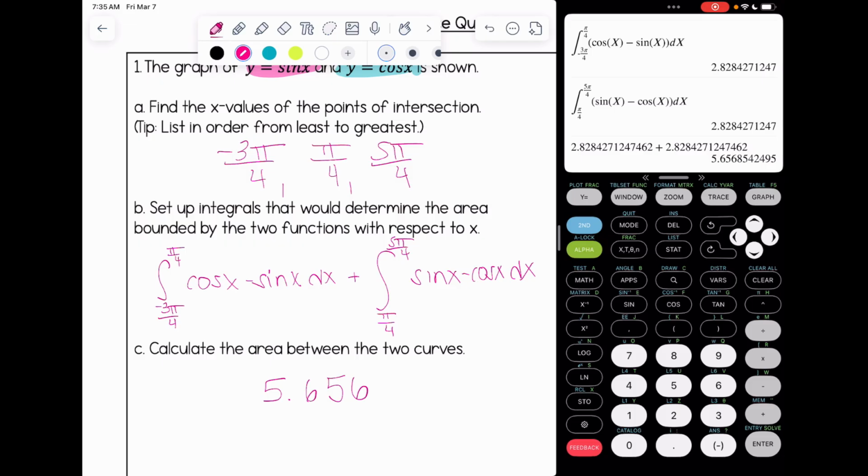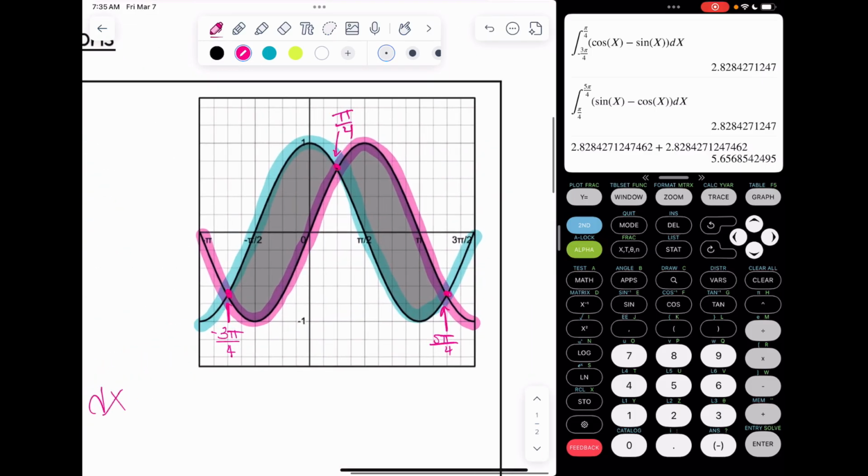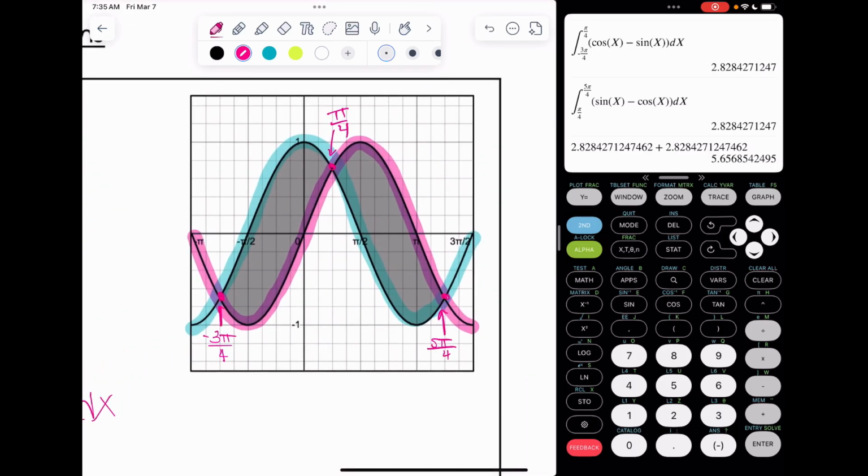The other thing to note on this problem is you might know a lot about the sine and cosine functions and realize that the area of the two shaded regions is equal to one another. If that's the case, what you could also do on this problem is find the area of one shaded region, perhaps the one from -3 pi over 4 to pi over 4, and then just double that area. You can see that being verified on my calculator screen on the right-hand side.